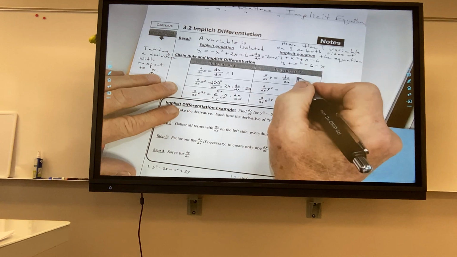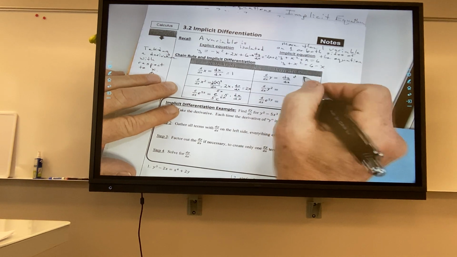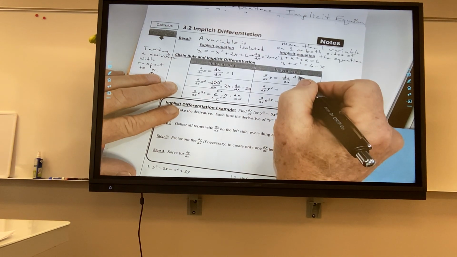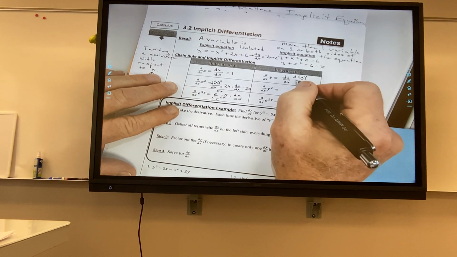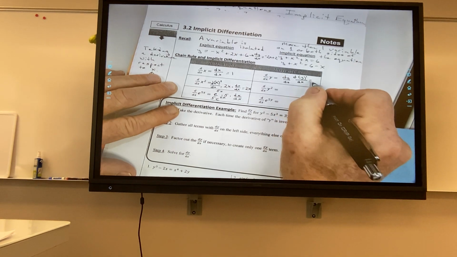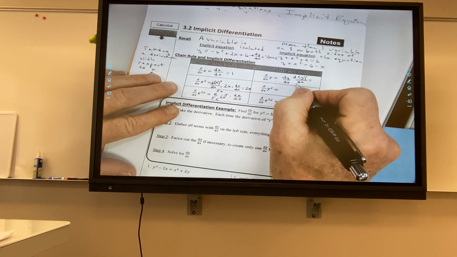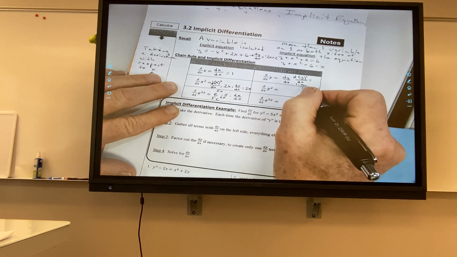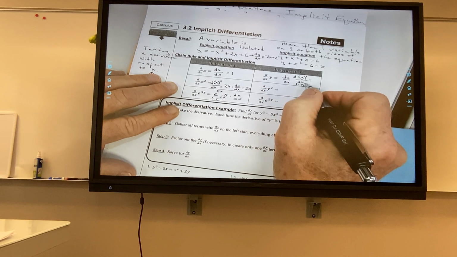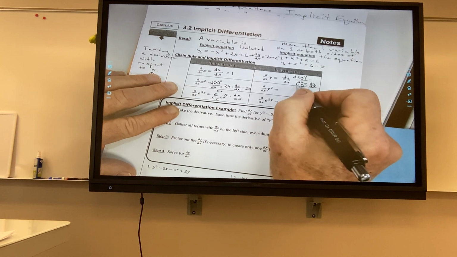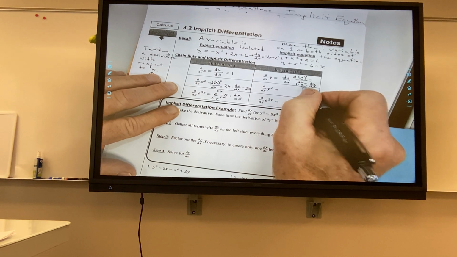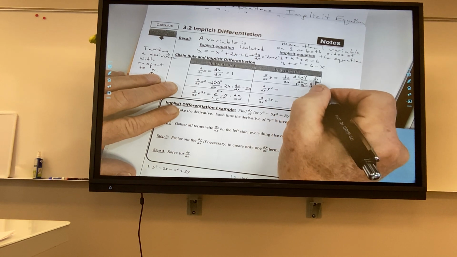I can think of it as this, that it's a composition. That inside, taking something to the first power, then I'm going to use the power rule. I'm going to have 1 times y to the 0 power, that's the power rule, times the derivative of y, which is dy over dx. This is 1, this is 1, and I get dy over dx.